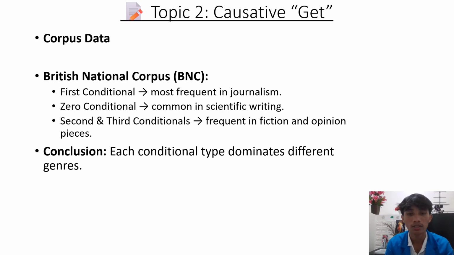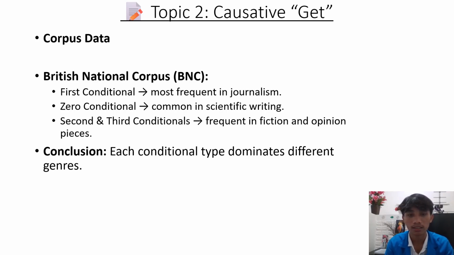Corpus data shows how conditionals are used in different genres. In the British National Corpus, first conditionals are most frequent in journalism because they predict future events. Zero conditionals are common in scientific writing because they express facts. Second and third conditionals appear more often in fiction and opinion pieces because they describe hypothetical or unreal situations.